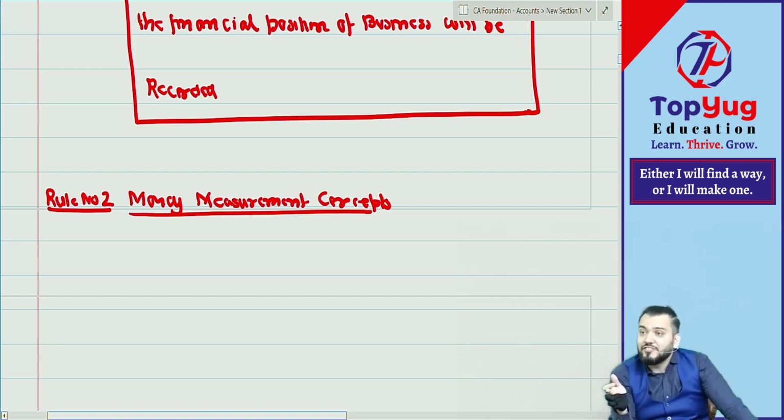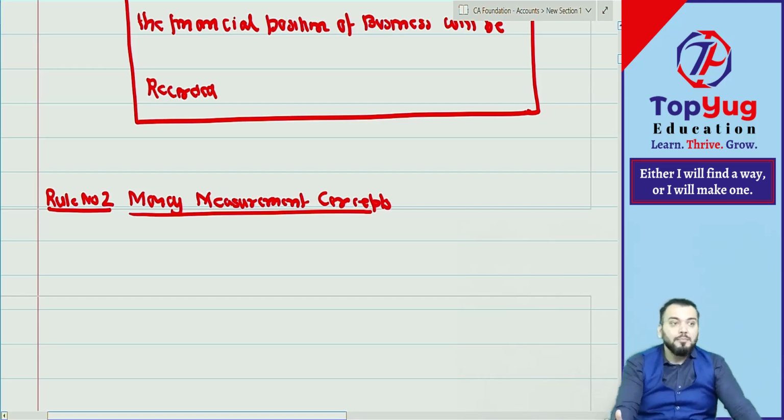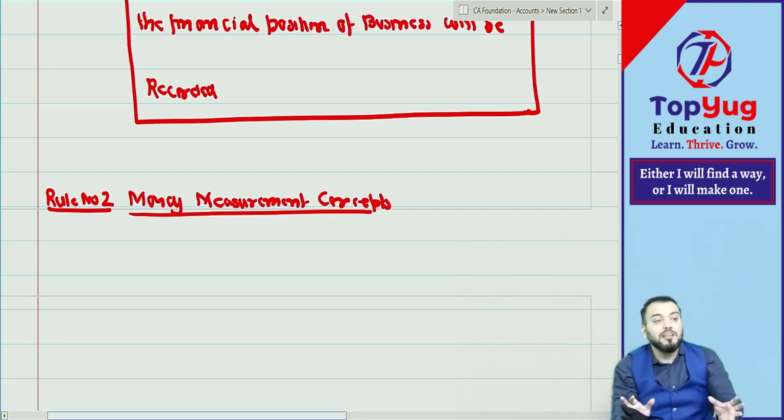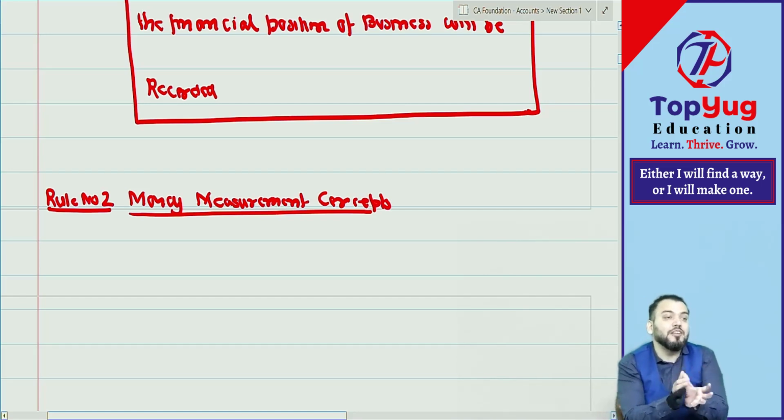Means any transaction which may affect the financial position of the business but which cannot be expressed in terms of money will not be recorded. There may be some transaction which is affecting the financial position of business but which cannot be expressed in terms of money, so it cannot be recorded. That is an assumption taken. Means for recording we require money value. If there is no money value, we will not record. Means if there is some emotional value, the emotional value cannot be expressed in terms of money, therefore that does not require any recording.